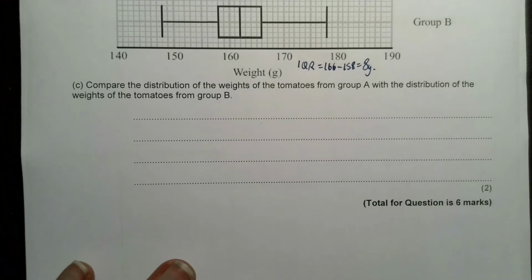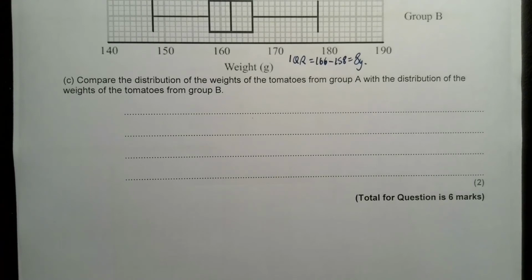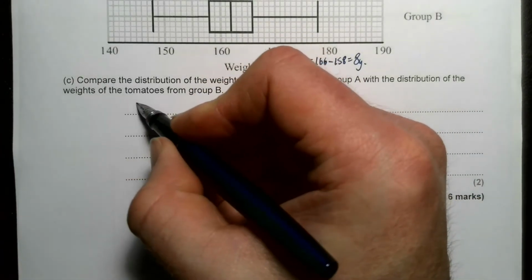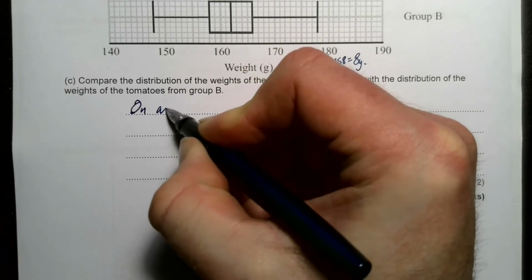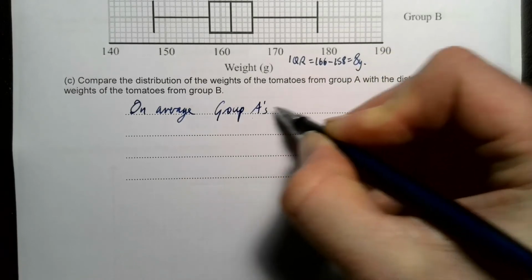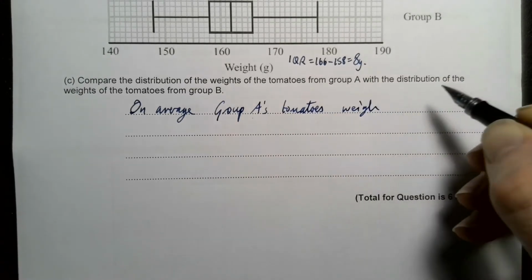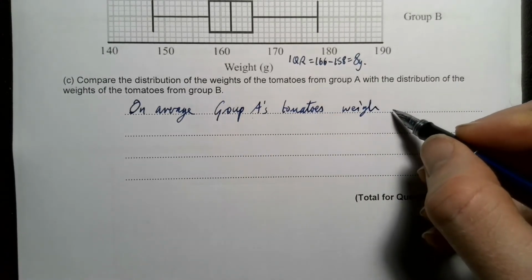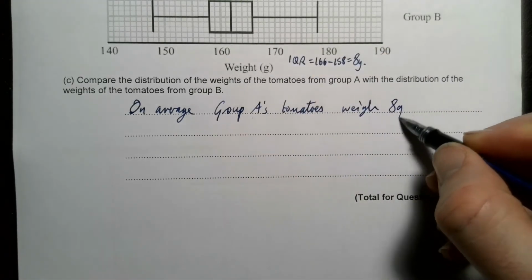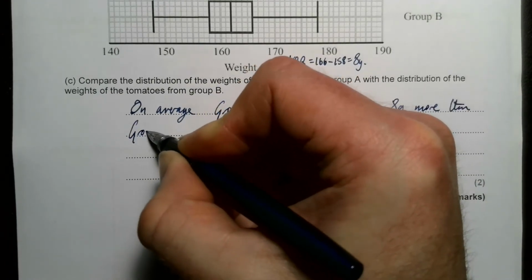But when it asks you to compare the distribution, it doesn't want anything about your opinions of fertilizer. It just wants us to say something about those differences that I mentioned. So first I'm going to say, on average, group A's tomatoes weigh 170, as opposed to 162, 8 grams more than group B.